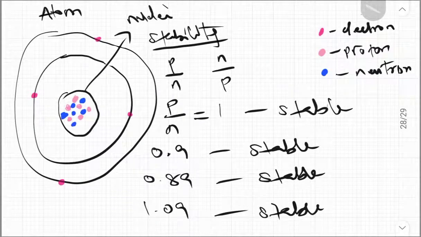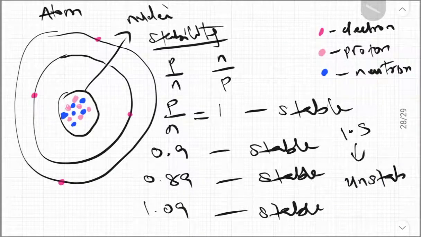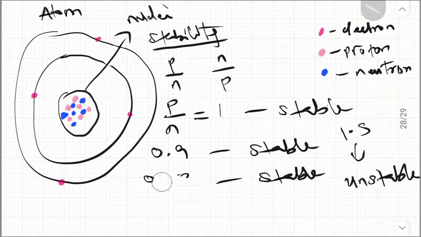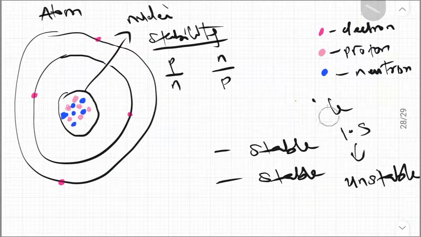But when you start having a proton-neutron number, I've run out of space, of let's say 1.5, then the atom becomes a bit unstable, right? So the proton to neutron number ratio determines whether an atom will be stable or not. All right, so let's clean this up a bit and try to see what this proton neutron number ratio is.